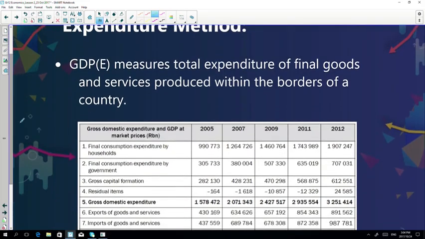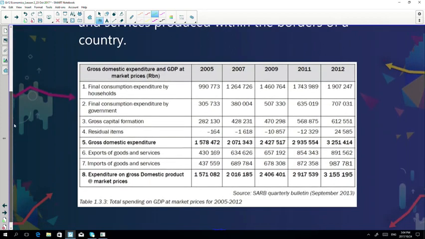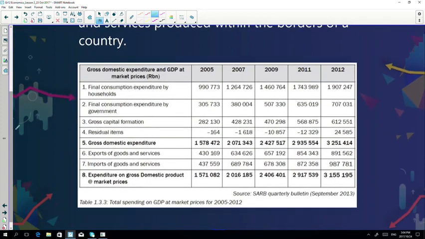Then moving on to the expenditure method. Here the GDP measures total expenditure on final goods and services produced within the borders of a country. Let's put our table over here. We've got the final consumption expenditure by households, the final consumption expenditure by government, and the gross capital formation. Then we've got the residual items as well, and those we minus.